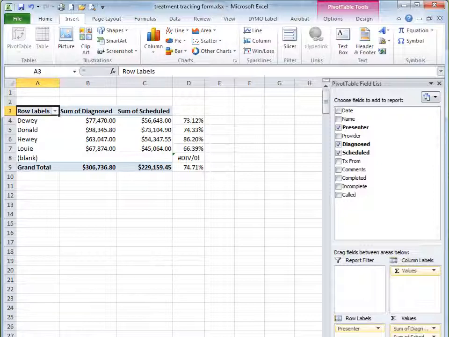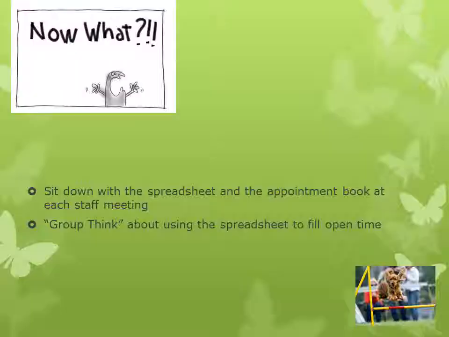Now, does that mean we want to penalize Louie? No, I think what it means is we want to have Huey and Louie talk to each other. Let's find out what Huey's doing right. Let's try to bring the whole office up. Now, yes, it's a little bit of a competition, but the most important number is down there where the total office is 74.71%. That means that less than 75% of the treatment presented by the whole office is actually scheduled. How about improving that number? That's the number that I think is most important when we're figuring a staff bonus.